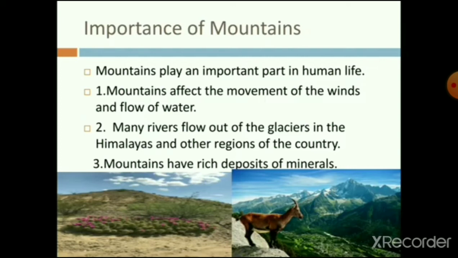Second point, many rivers flow out of the glaciers in the Himalayas and other regions of the country. These rivers provide water for agriculture and other uses to people living in the plains. Next point, mountains have rich deposits of minerals. These can be extracted for use by human beings.